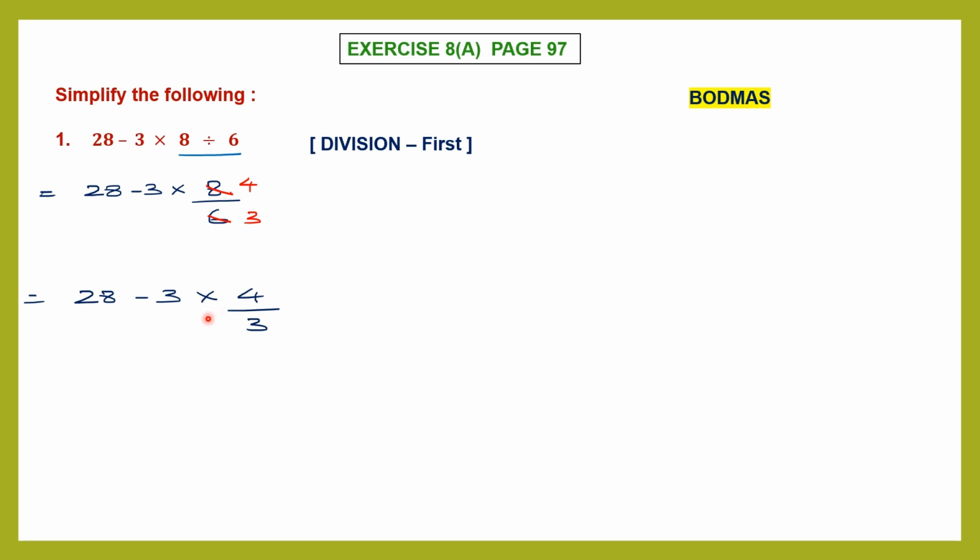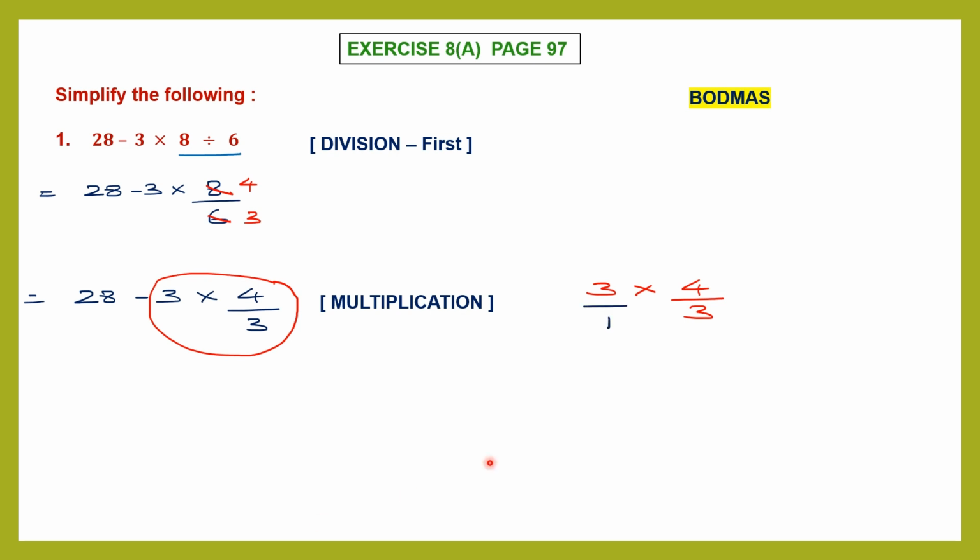Now we have subtraction and multiplication. What should be done next? Multiplication has to be done next. That means we're going to multiply this 3 into 4 by 3. Let's do that multiplication here. 3 into 4 by 3. Now 3 can be written as a fraction 3 by 1. Now this has become multiplication of fractions. And we know how to do multiplication of fractions. We can cancel some numbers. I can cancel 3 and 3. So what do I have? 4 by 1, or it's simply 4. So in the place of 3 into 4 by 3, I'm going to write only 4.